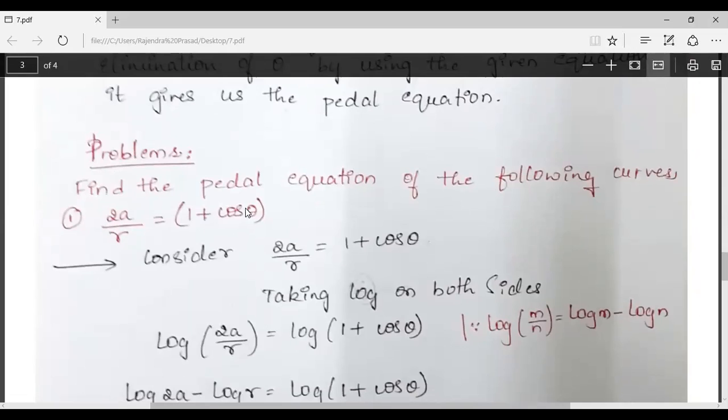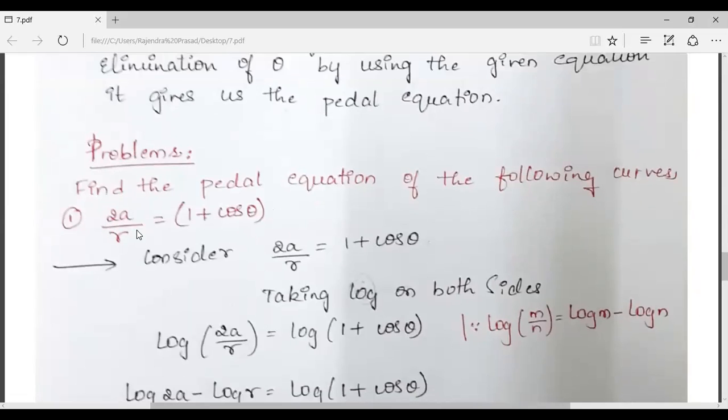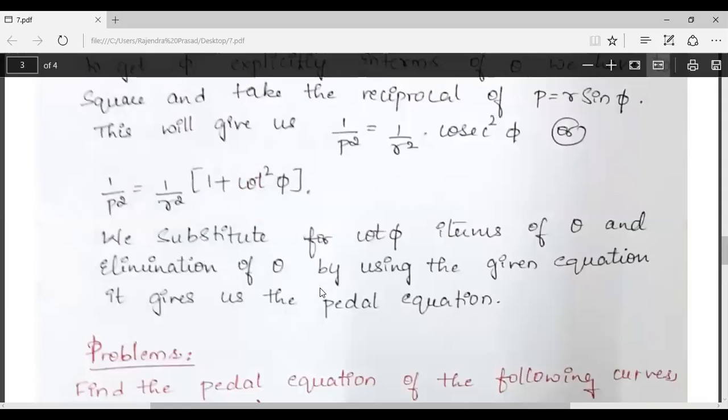Next, find the pedal equation of the following curves. So problem number 1, here also they given a polar curve. A polar curve is nothing but r is equal to f of theta form. 2a upon r is equal to 1 plus cos theta. So consider 2a upon r is equal to 1 plus cos theta. Already we know that the very first step is to find the angle between the radius vector and the tangent, phi, we have to find.